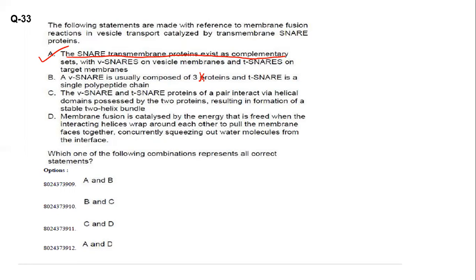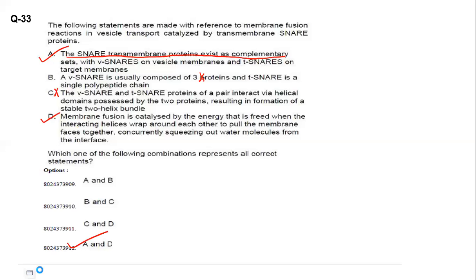Then V snare and T snare proteins of a pair interact via the helical domains proposed by the two proteins, resulting in the formation of a stable double helix. This is also not correct. So membrane fusion is catalyzed by the energy that is freed when the interacting helices wrap around each other to pull the membrane faces together and concurrently squeeze out water molecules from the interface. These are correct. So A and D is the correct option.